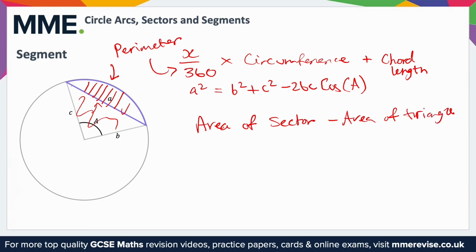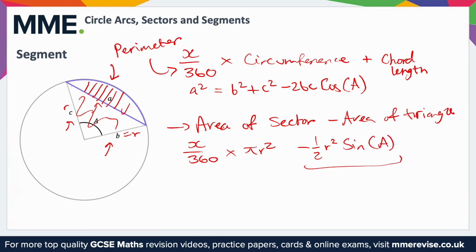So how can we put this in terms of a circle? Well, it's going to be x over 360 times by pi r squared, because that's the area of a sector. Take away the area of this triangle, but remember, B and C will both be r, because they're both radii. So take away a half r squared sine of A, the formula for the area of a triangle.